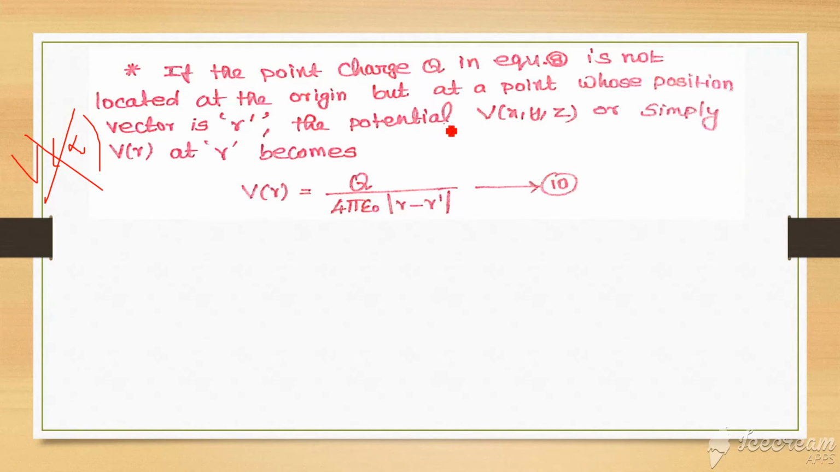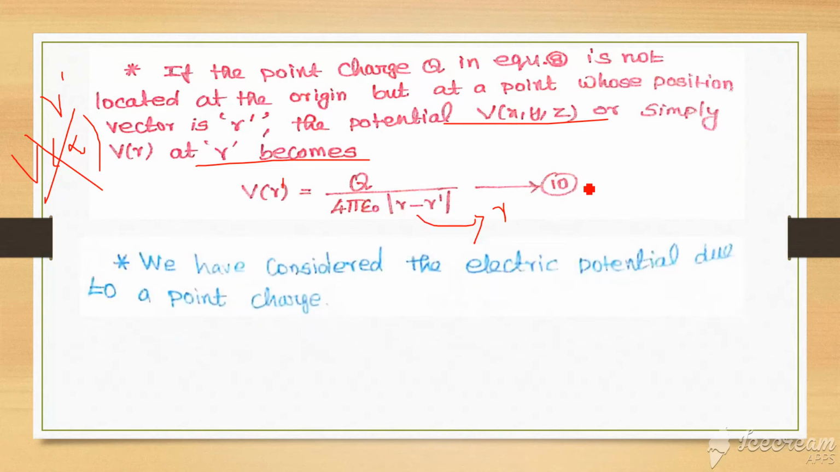Then the potential at the given point V of x, y, z, or simply V of r, at r. So we can write V of r'. Here, instead of infinity, we take one point, which is r'. Corresponding to r', the potential is q divided by 4 pi epsilon naught modulus of r minus r'. In the general case, we have only r. If the reference is other than infinity, we need to modify r to r minus r'. This is the new point given as a reference, which is r'. This is equation number 10.